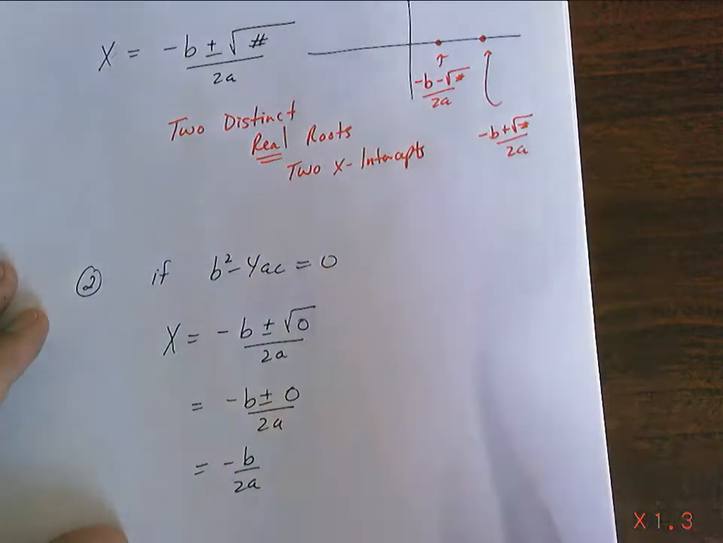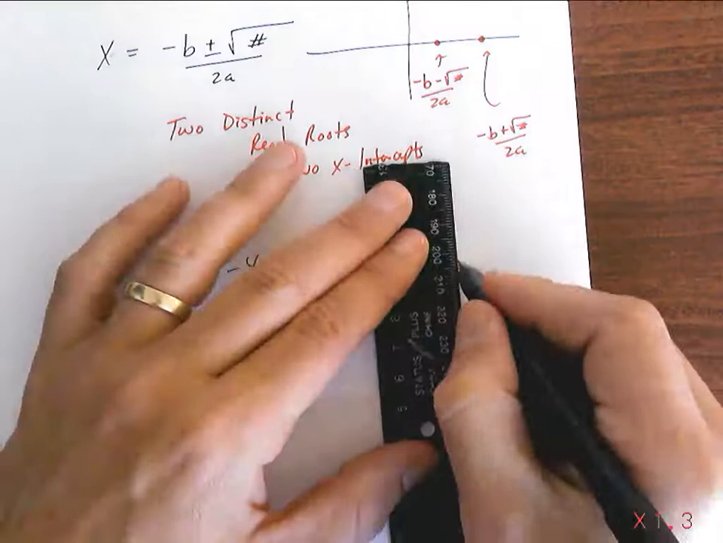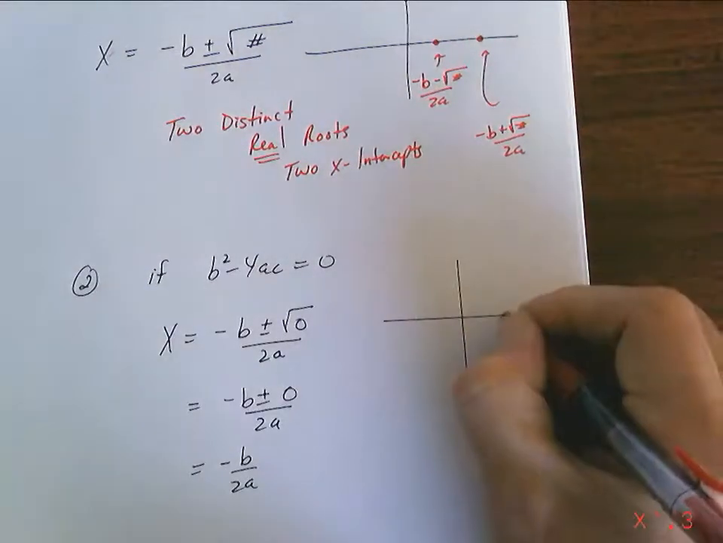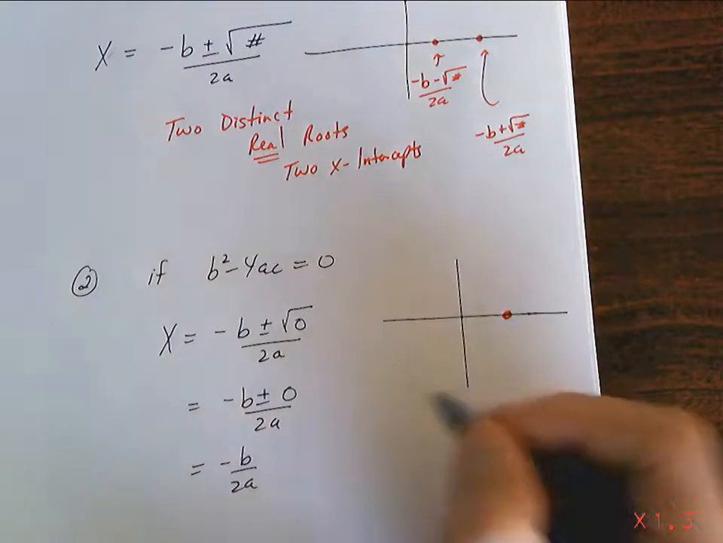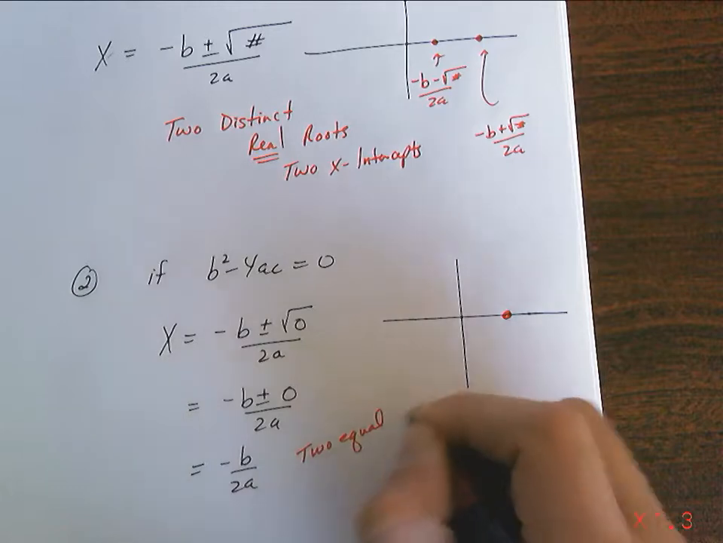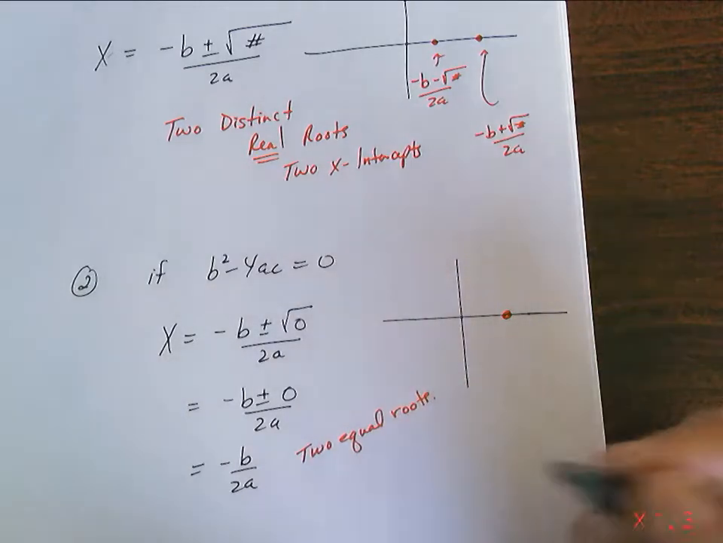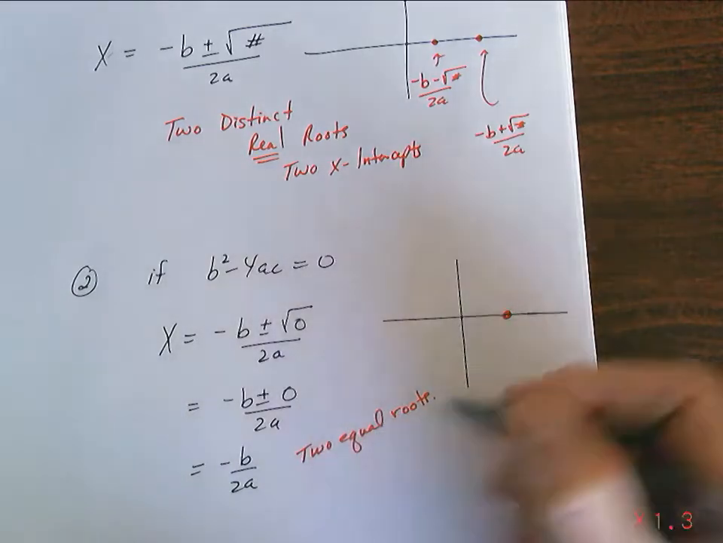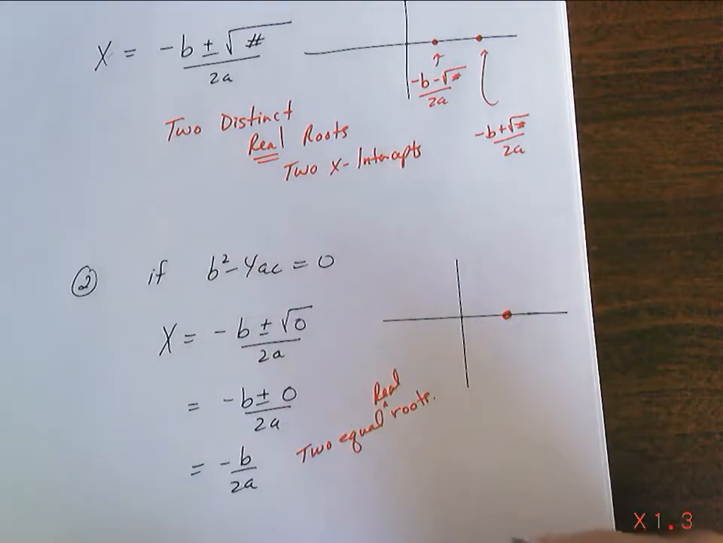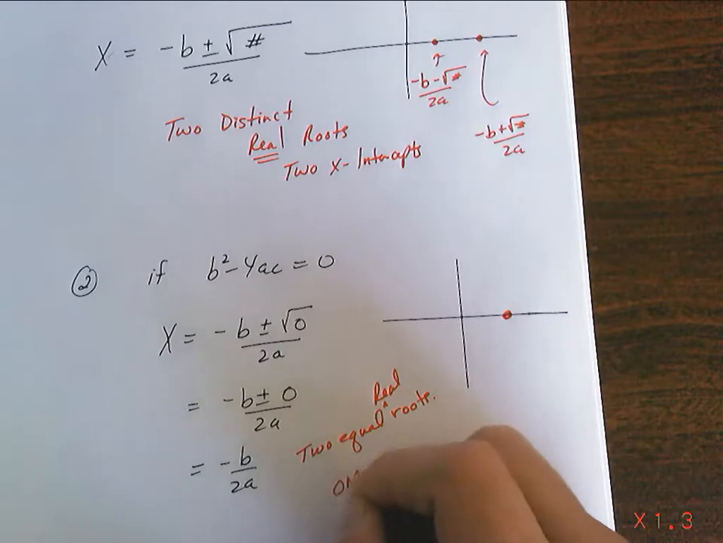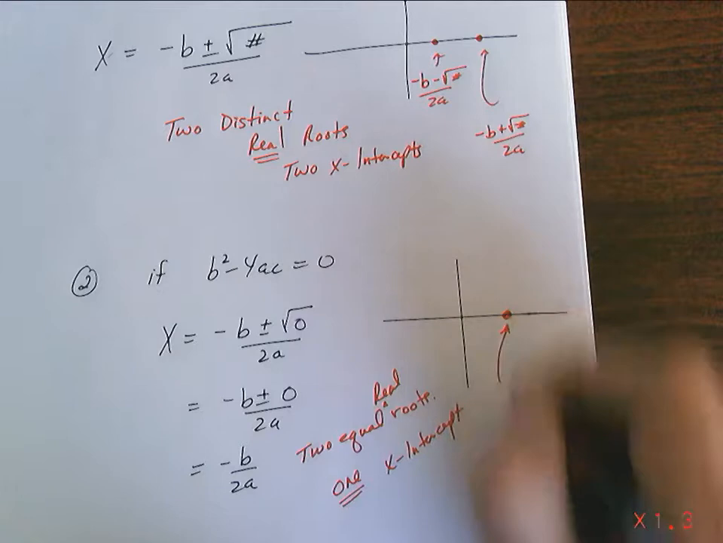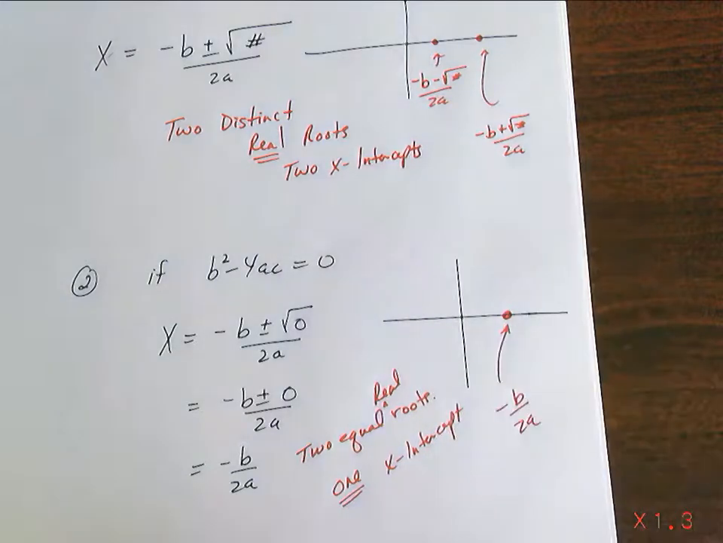That means that when we go to look at the roots, there's only going to be one value. What we actually say is that there's two equal roots, and I'll show you why that is when we do an example, why it's considered two equal roots. We say two equal real roots. But there's only one x-intercept, and that is wherever the negative b over 2a was.